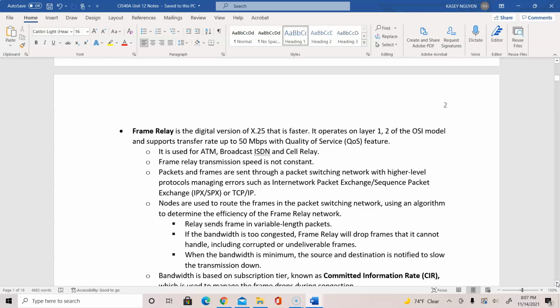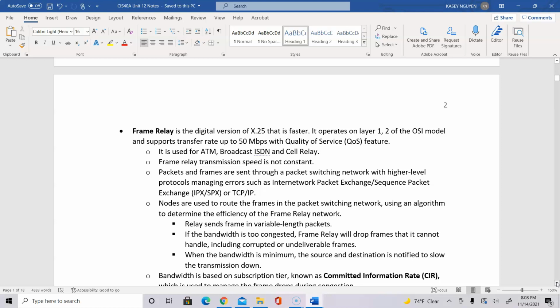So in the transition from the legacy network, which uses IPX and SPX, to the more current or closer to modern network, we would see TCP/IP being used. So all nodes are used to route the frames of the packet switching network, and it would rely on an algorithm for efficiency to be able to send the frames in variable length packets.